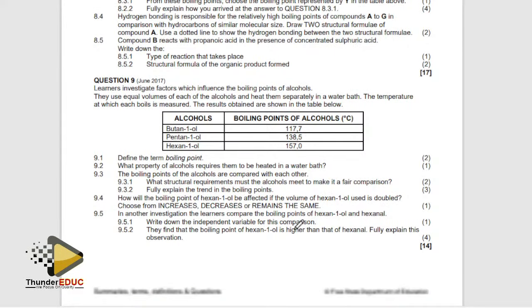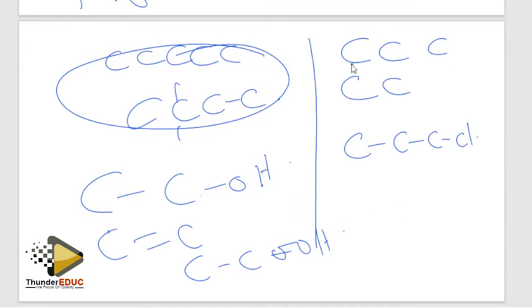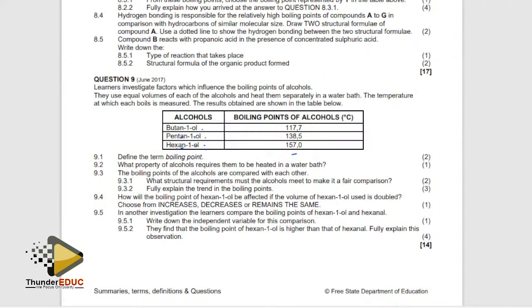Then look at this. You have butanol, pentanol, and hexanol. All of them are straight chain, for example. Which one is going to have a higher boiling point? Definitely, we shall see that hexanol has a higher boiling point compared to the others. Why? Because of the number of carbon atoms. This one has 3, this one has 2, so this one is going to have a higher boiling point compared to this. Do you understand? So, you know that.